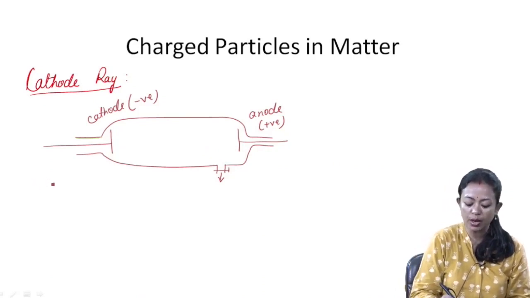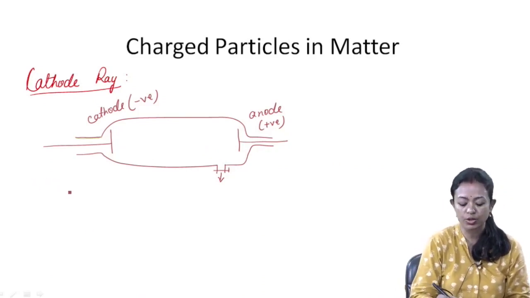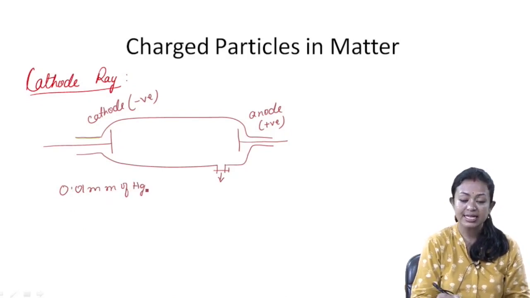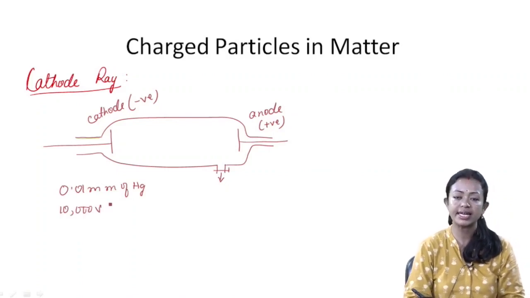Then he lowered down the pressure. This was done in order to lower the pressure. He brought down the pressure to 0.01 mm of mercury. And then he allowed around 10,000 volts of electric current to pass through the electrodes.